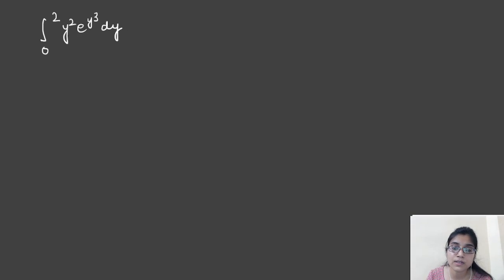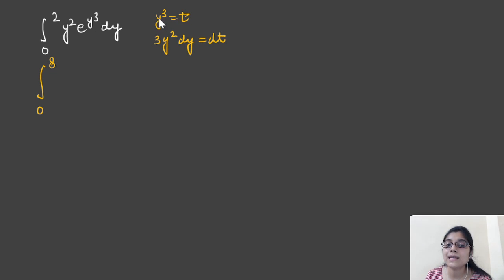I hope this was the same. Y square e raised to the power y cube. Fine. What we will do? This is a substitution problem. We'll keep y cube as t. So 3y square dy is equal to dt. And the limit of t is going to be from where to where? From 0 to 8, because when y is 0, your t is 0. When y is 2, your t is 8.